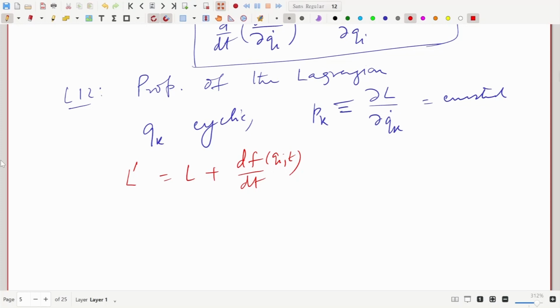So a Lagrangian can be added with a constant term, a Lagrangian can be multiplied by a constant term, a Lagrangian can be added with the total derivative of a function of generalized coordinate and time without affecting the dynamics of the system. And this is very important, we will see in the context of gauge transformation, when we discuss the motion of a charged particle in the electromagnetic field, and it is also very important in the context of canonical transformation when we discuss canonical transformation.